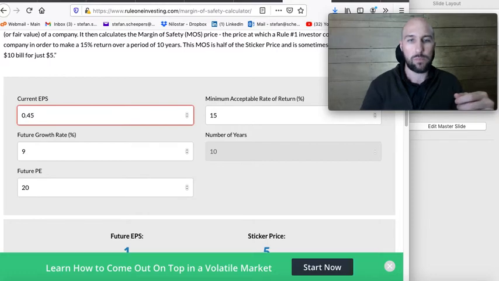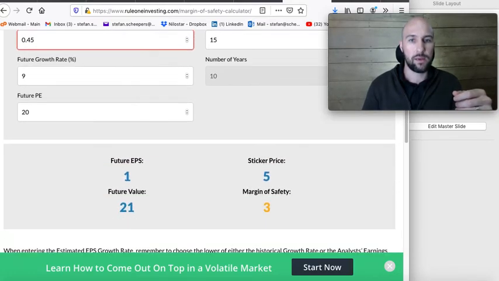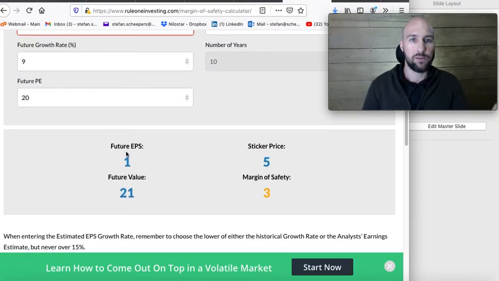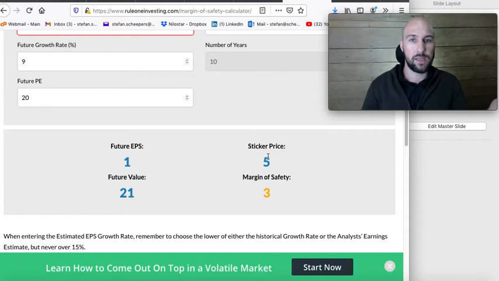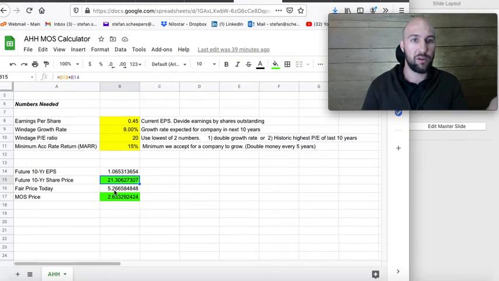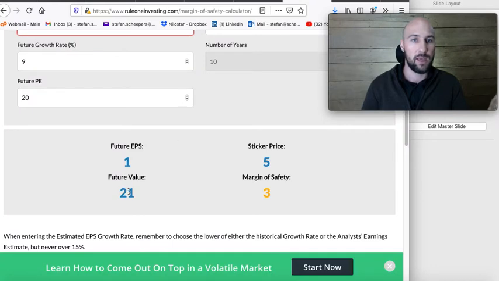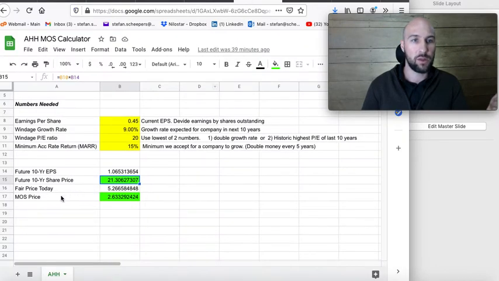Let's do that. There we go. So future earnings per share is $1. Let's see if we are right. Yes, 1 here. Let's see, the sticker price that they got was 5. Let's see what we got. We got 5.2. Very close. The future value of the company will be $21. We got it here. The future value of the company will be $21.